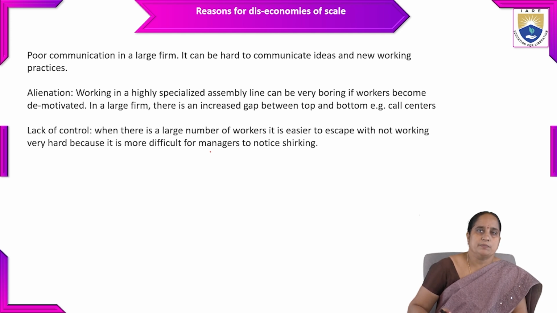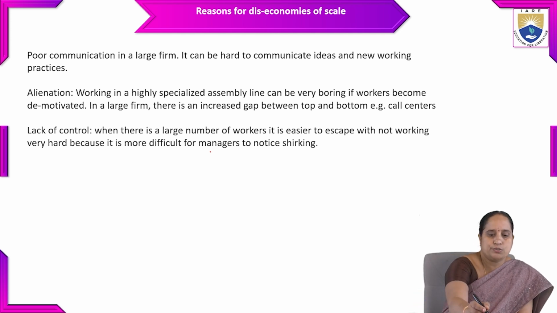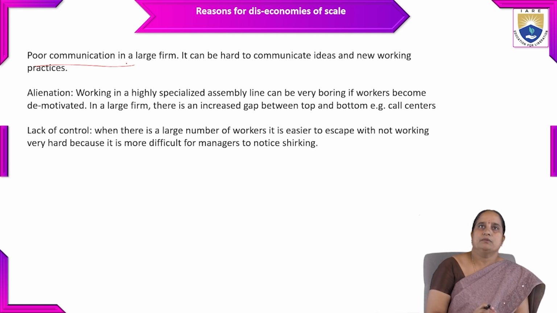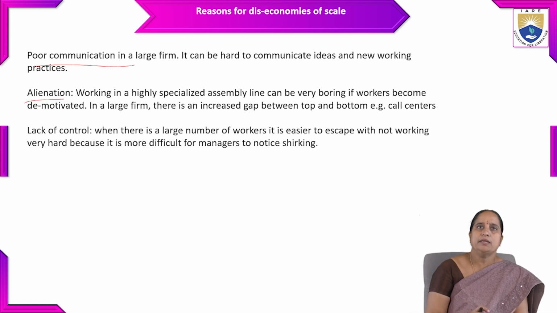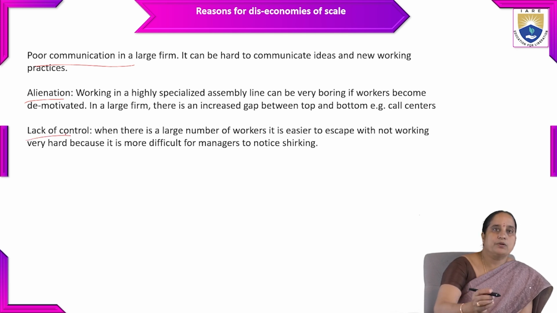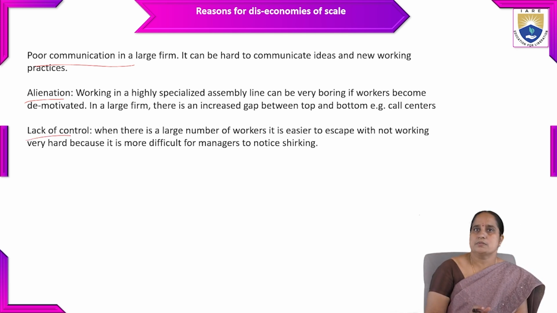Then reasons for diseconomies of scale: poor communication in a large firm. It can be hard to communicate ideas and new working practices. Then alienation. Working in a highly specialized assembly line can be very boring if workers become demotivated. So in a large firm, there is an increased gap between top and bottom. Example, call centers. The next, lack of control. When there is a large number of workers, it is easier to escape with not working very hard because it is more difficult for managers to notice shirking.